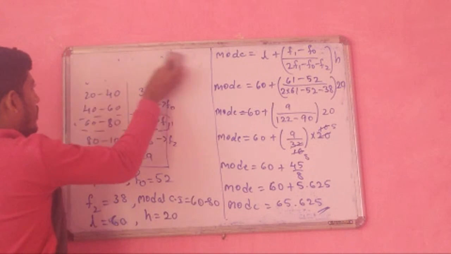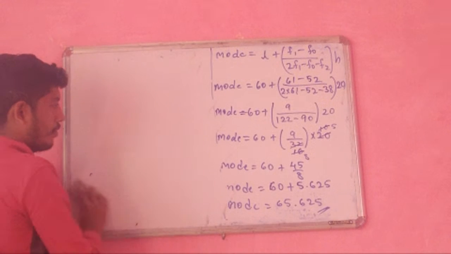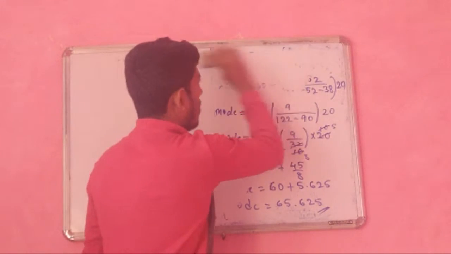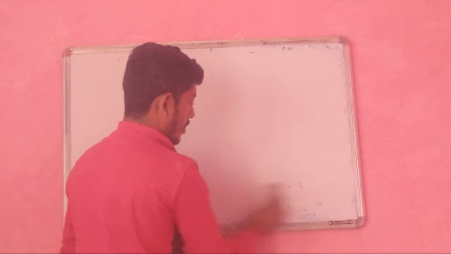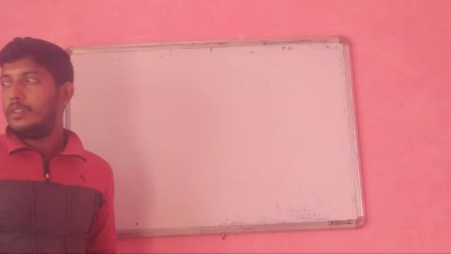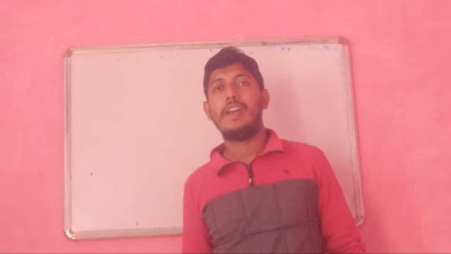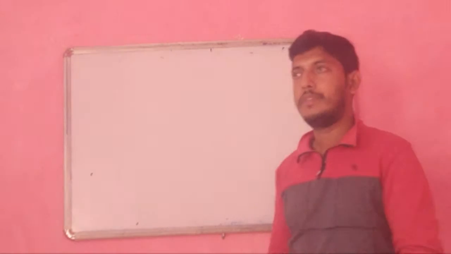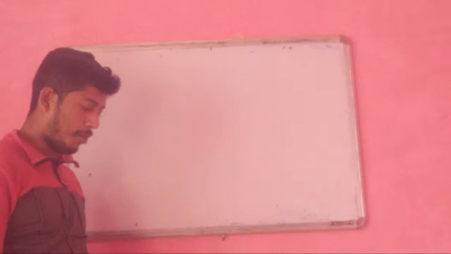Then I will consider the last problem, that is the sixth one. Solve this problem along with me. I think you understood the procedure, how to find out F1, F2, F0, L and H value. Just solve the problem along with me.